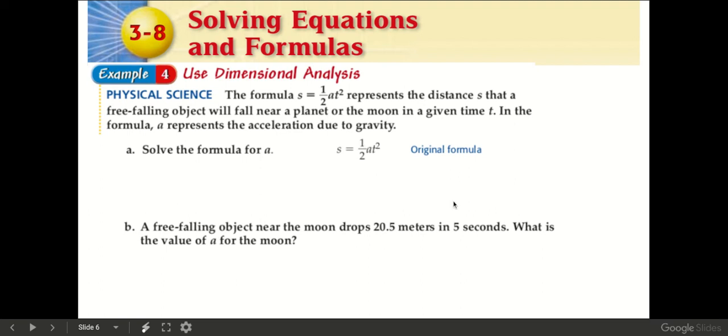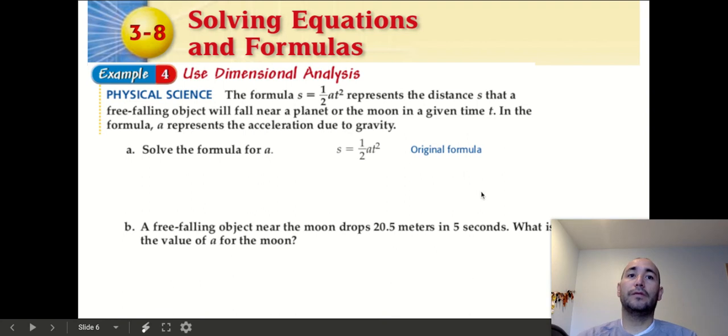Now I'm going to solve for a, which means I got to get a by itself, right? So I got to get rid of this fraction so I can multiply by 2. And I got to get rid of this variable here, which means dividing by t squared. So I can do those individually, or I can do them at the same time, which to save myself some time, I'm going to do that, right? So multiplying by 2 and dividing by t squared, right?